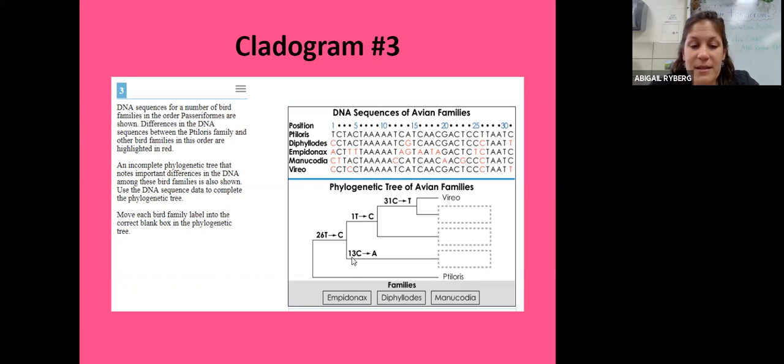So let's look at the next one. It says now base number 13 is going from a C to an A in this family. So let's go up here to base 13. Oh, and there's only one A, so that makes sense. And that's going to be the Epidonyx. So you're going to click and drag, and you would have this box say the Epidonyx.